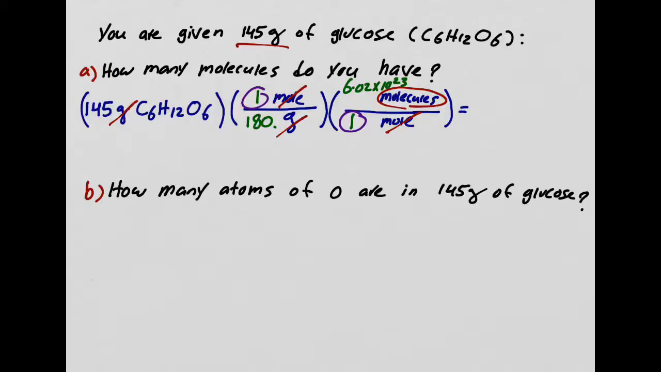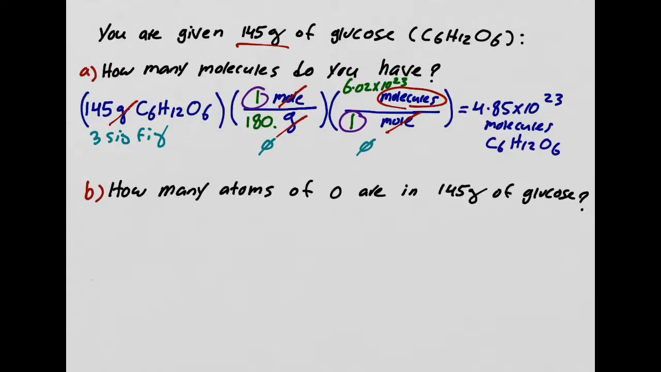My answer should have how many sig figs? The final answer should have 3 sig figs. Why? Because this number over here has 3 sig figs. This one doesn't matter for sig figs, those are all conversions. So my final answer with 3 sig figs would be 4.85 times 10 to the 23rd molecules of glucose, C6H12O6. Good job. I know we've done this before, but sometimes repeating a question really helps.